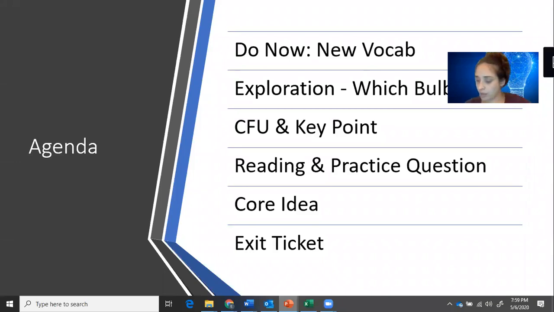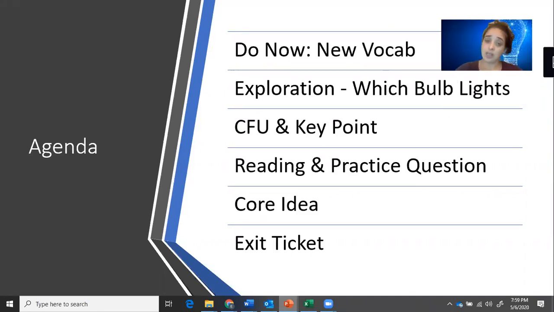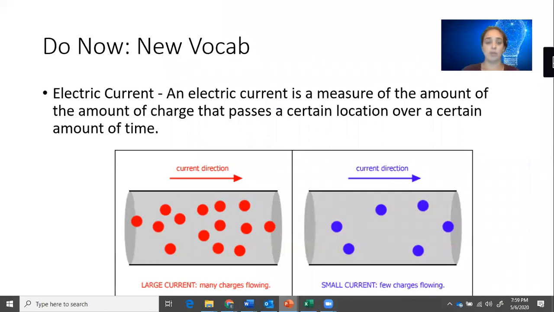So our agenda for today is we're going to do a quick introduction to a new vocab. We're going to do an exploration, a quick check for understanding, and then there's some reading and a core idea and an Isaac ticket. Okay. So before we start with our exploration for today, we're going to define this new vocabulary word, which is essentially what we're going to be exploring today and in different ways throughout the rest of this unit.